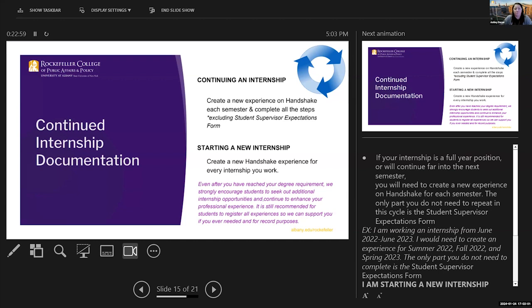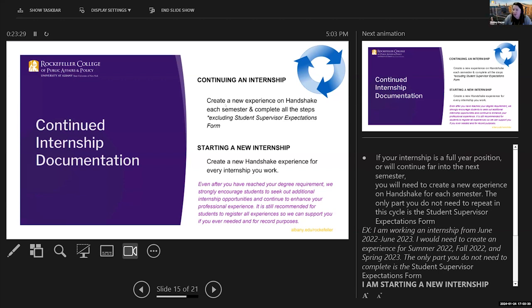So, okay, continued internship documentation. Like I said, you will want to create a new experience each semester. The best way to describe this is for each new internship you receive, you'll have to track it on Handshake. Even if you've exceeded the 350 or the 400, we ask you to continue to track it on Handshake so that we can assess it as well.